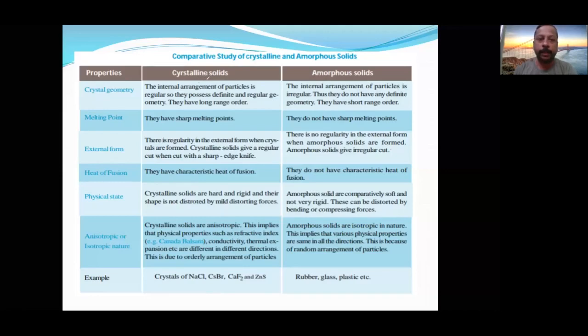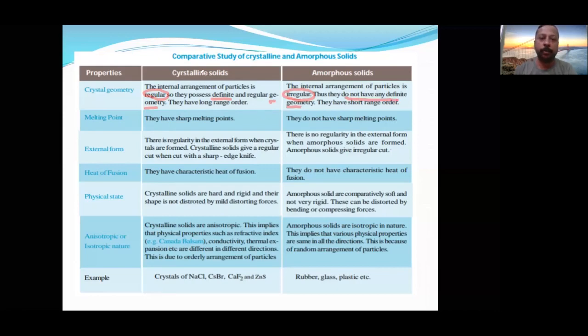If the particles are arranged in an irregular manner, this is the irregular manner, then it is called amorphous. If the particles are arranged in a regular manner, then they are called crystalline. Once you arrange them, you will have a definite geometry. So crystals are going to have definite geometry, but amorphous solids do not have definite geometry.